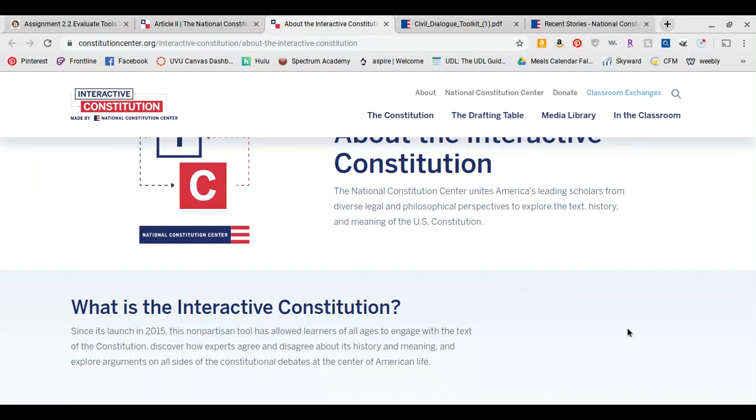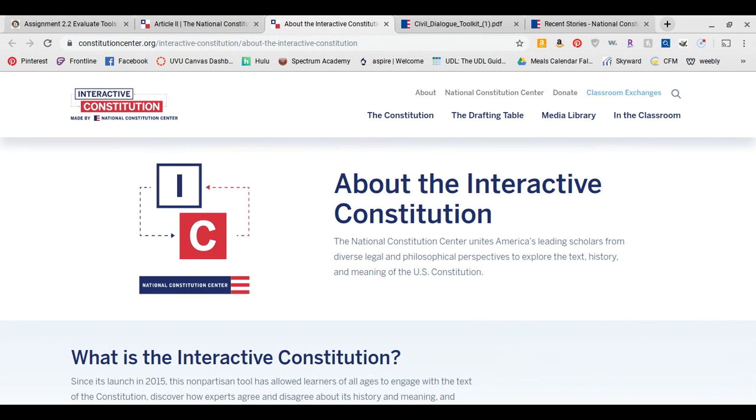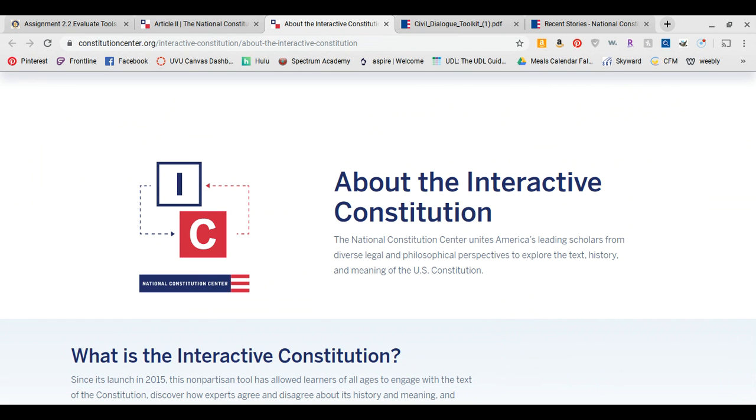Okay, so I chose to use this tool the National Constitution Center has created called the Interactive Constitution. And the foundational principle that I chose to focus my lesson plan on would be checks and balances.